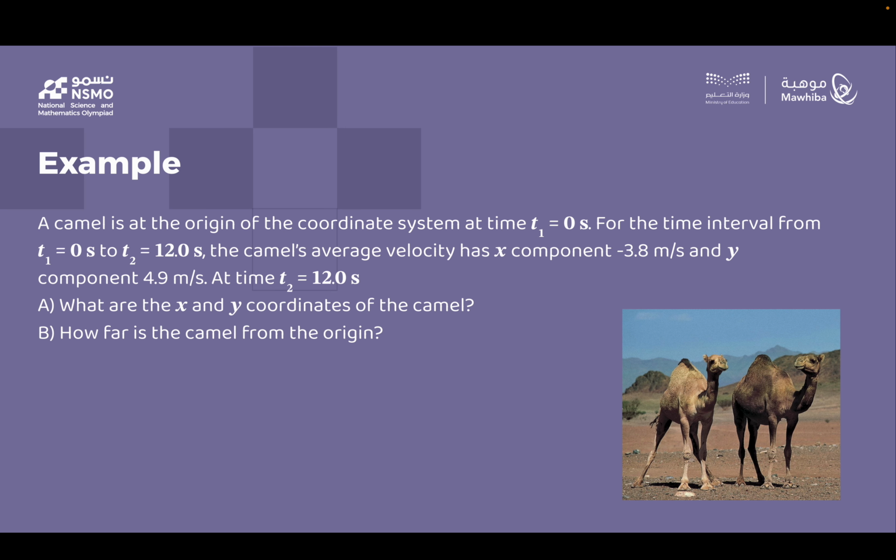Let's see an example. A camel is at the origin of the coordinate system at time t1 equals 0 seconds. For the time interval from 0 seconds to t2 equals 12 seconds, the camel's average velocity has an x component of minus 3.8 meters per second and a y component of 4.9 meters per second. At time t2 equals 12.0 seconds, the question is: A, what are the x and y coordinates of the camel, and B, how far is the camel from the origin?